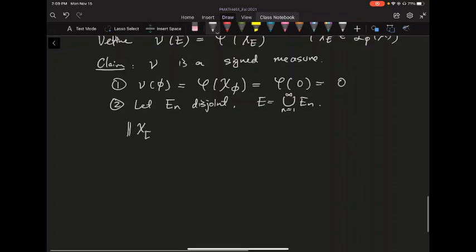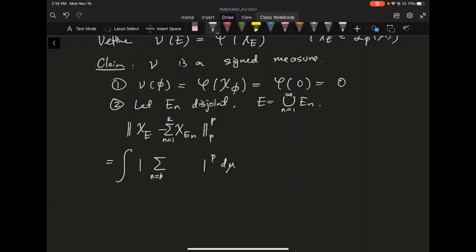So let's consider chi of E minus the sum of chi of E_n, the partial sum going from 1 to k. Let's consider their p norm, maybe just raised to the power p. Well, by definition, this is just the integral of the absolute value raised to the power p, d mu, and let's write the absolute value as the summation of the tail. Okay, so chi of E is basically the infinite sum of these chi of E_n. So the difference is the sum, n going from k plus 1 to infinity, of these chi of E_n.